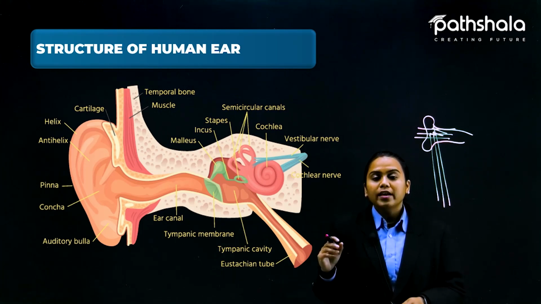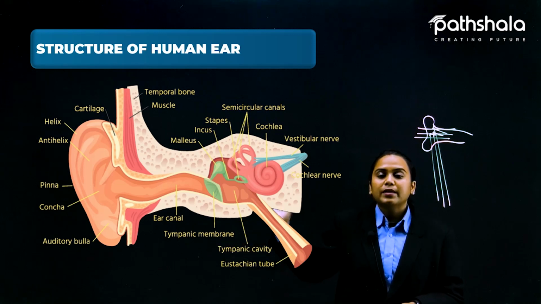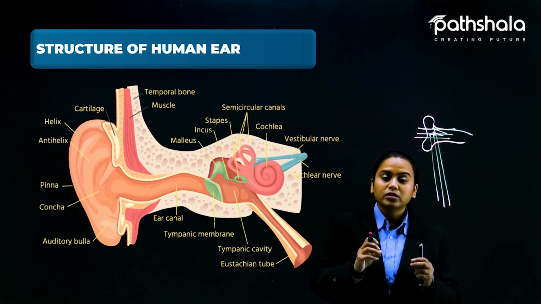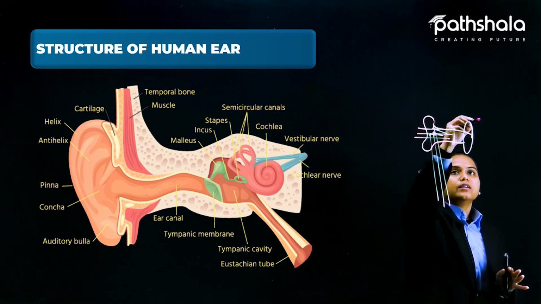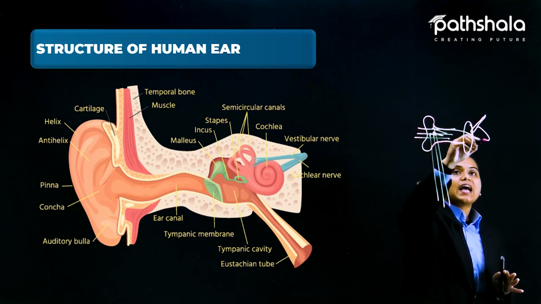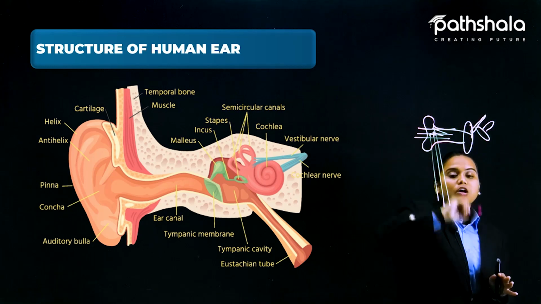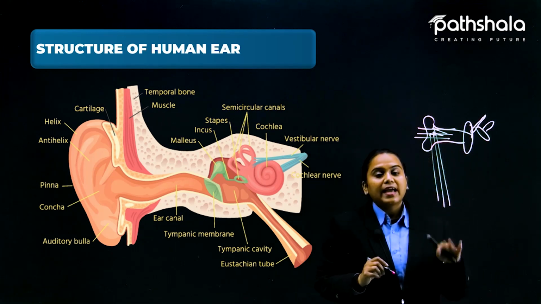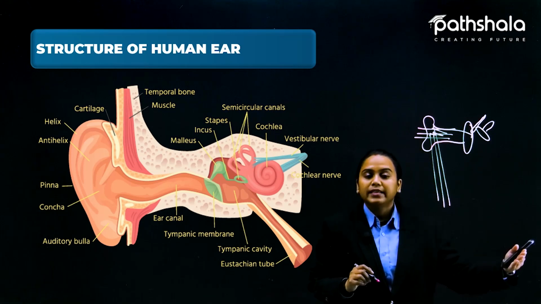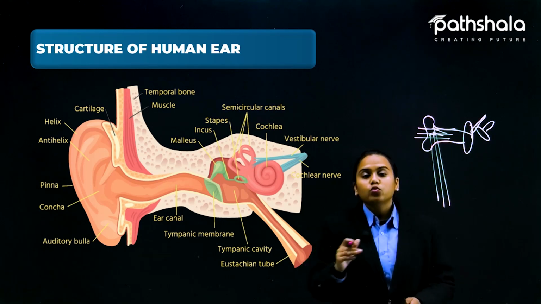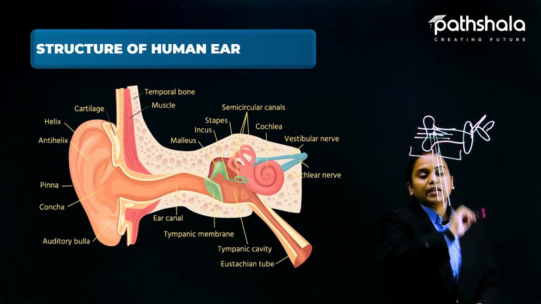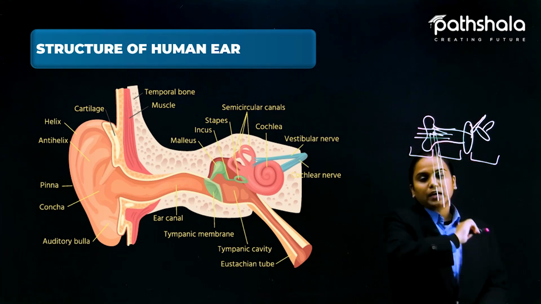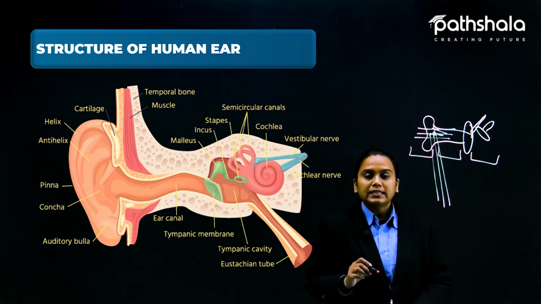Accordingly, the inner bones are present inside this. Those bones get shaken again due to the eardrum. The bones that are attached to it also vibrate, and that vibration is passed on again. So what is the use of these things? We can say this is the outer part, this is the middle part, and this is the inner part. One by one we will see that.